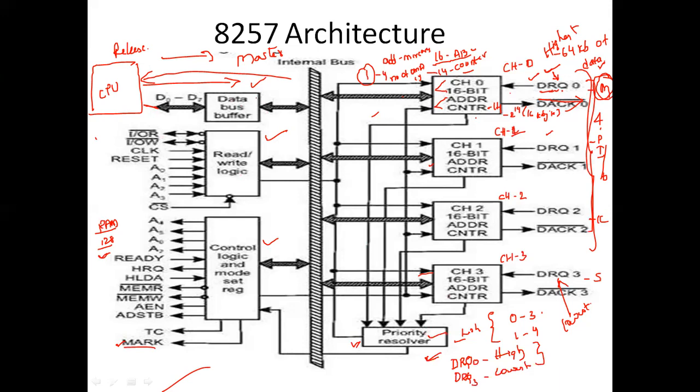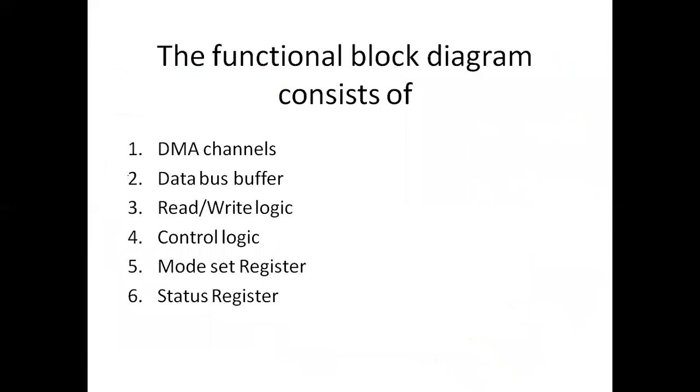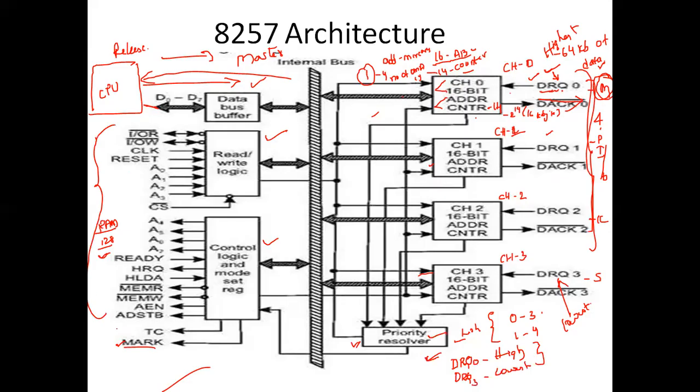The data bus buffer is connected to the CPU in order to transfer the data, and we will see all these pins in the pin diagram. Fine. This is how the working of the 8257 architecture is going to be. These are the channels. Here TC stands for terminal count register.